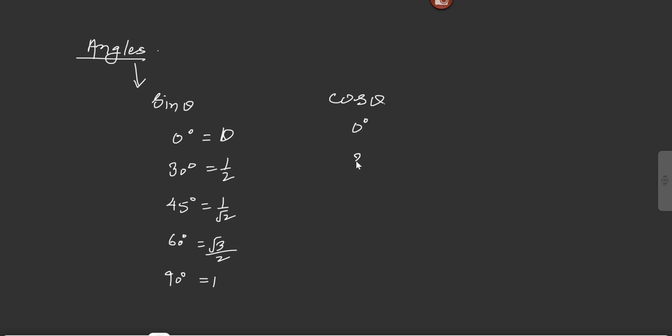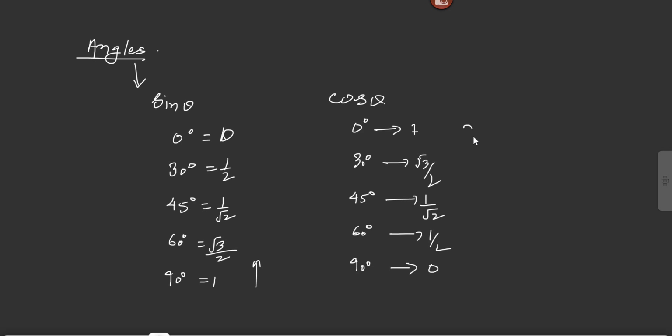0 degree, 30 degree, 45 degree, 60 degree, and 90 degree. Dear children, at 0 degree, cos is 1. At 30 degree, its value is root 3 by 2. Just reverse of this. Okay. 45 degree, that is same, 1 by root 2. At 60 degree, that is 1 by 2. 90 degree, it will be 0. This is very, very important. You should remember all these too.